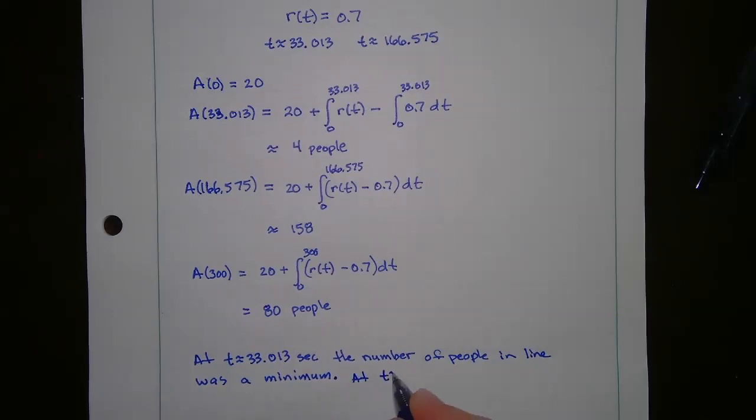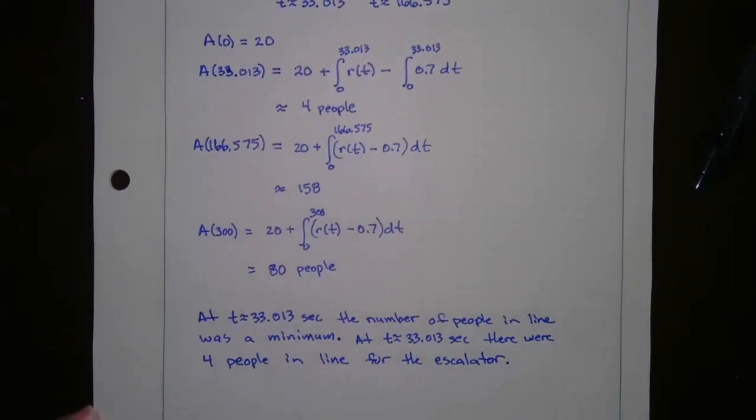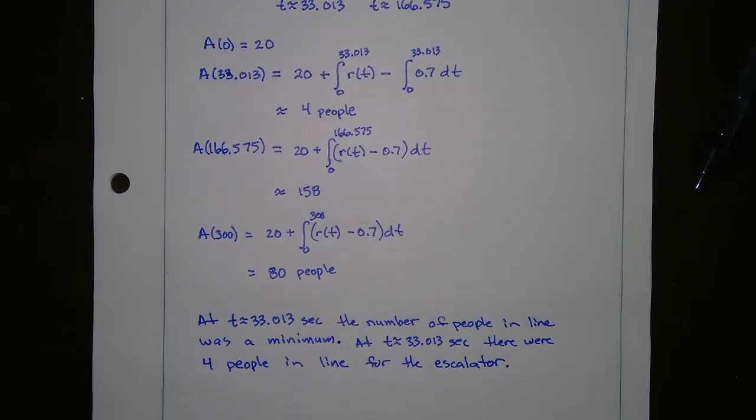At t is approximately 33.013 seconds, there were 4 people in line for the escalator. Let me slide that up a little bit. There are different ways to write it. You have to include the time that it was a minimum, and you also need to include that at that time there were 4 people in line.